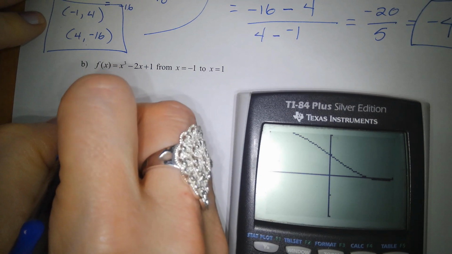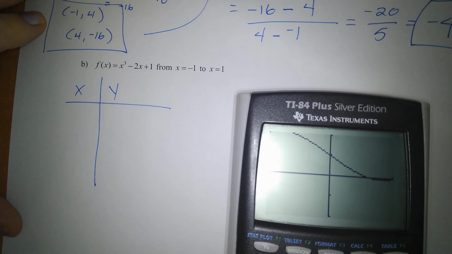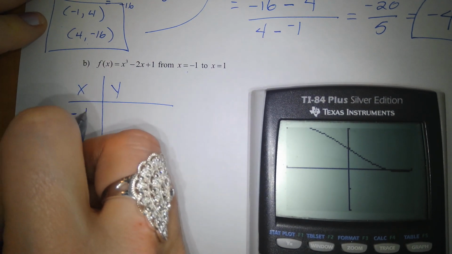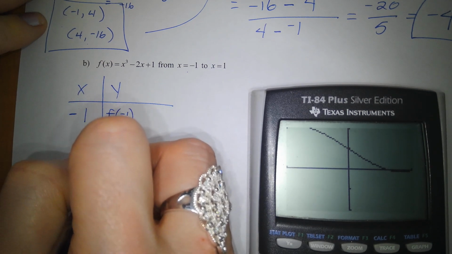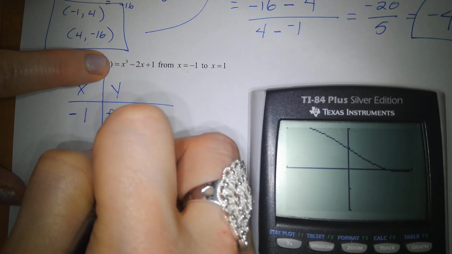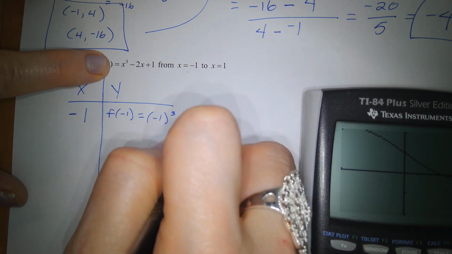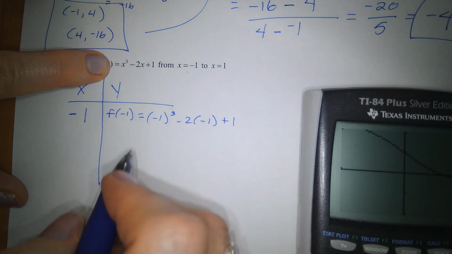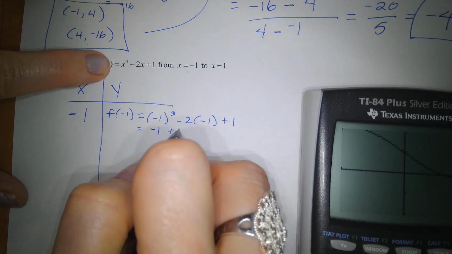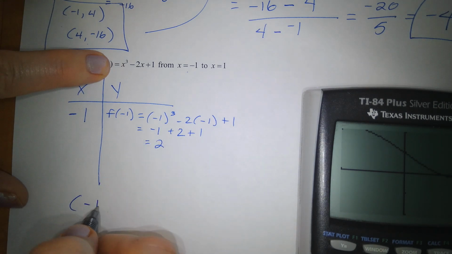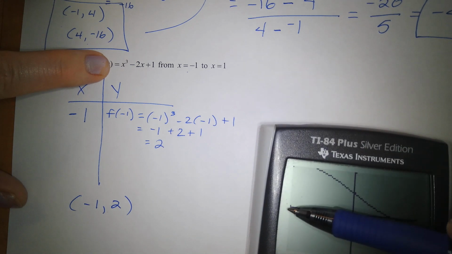So I'm going to again make a table to find those 2 points. So I plug in an x starting at negative 1, and I find what would that be in the function. So I plug in negative 1, and that would be to the third power, minus 2 times negative 1 plus 1. So this is equal to negative 1 plus 2 plus 1, which is 2. So I have a point at negative 1, 2. And looking at the graph, that seems to be about right, negative 1, and here's my point right up here at negative 1, 2.